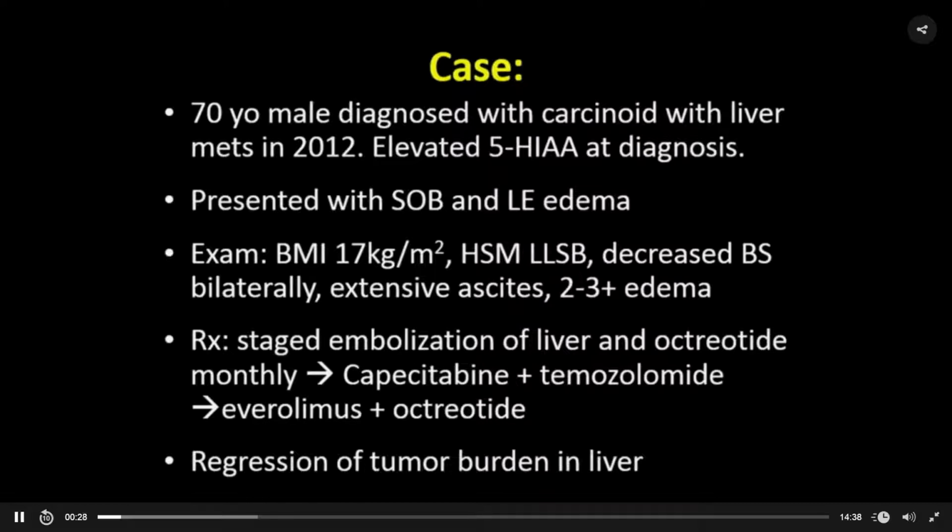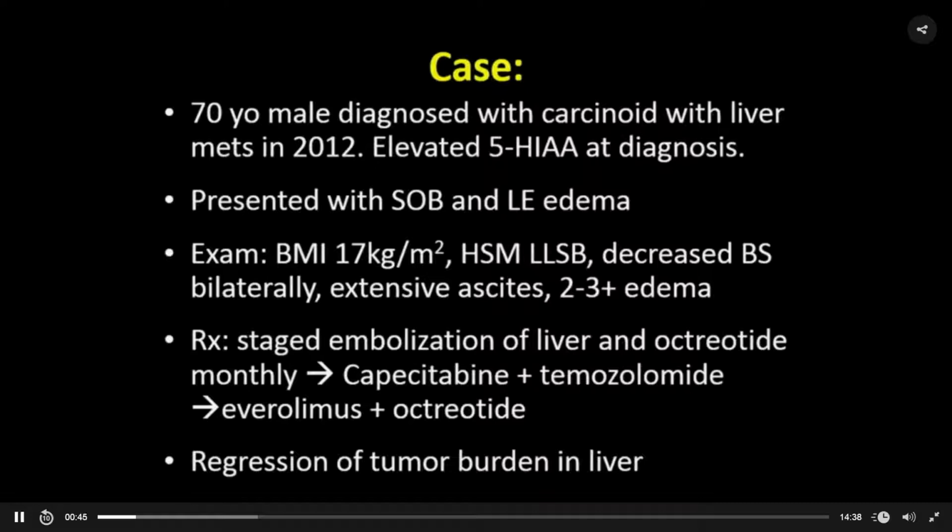On presentation, he was pretty cachectic. His BMI was only 17. He had a holosystolic murmur at the left sternal border consistent with TR, and he had evidence of volume overload with decreased breath sounds bilaterally, extensive ascites, and 2 to 3 plus edema.